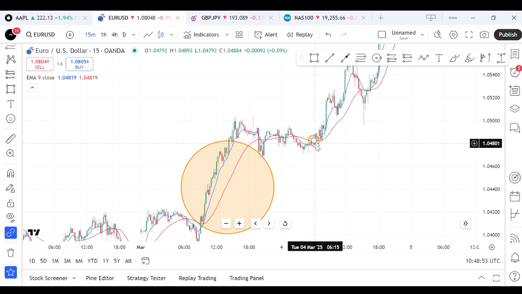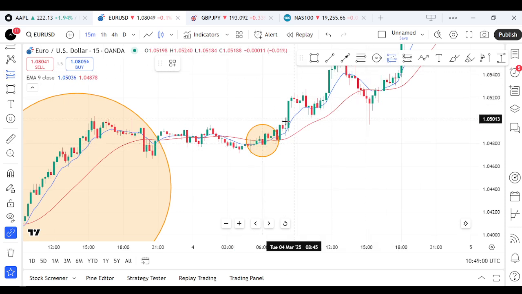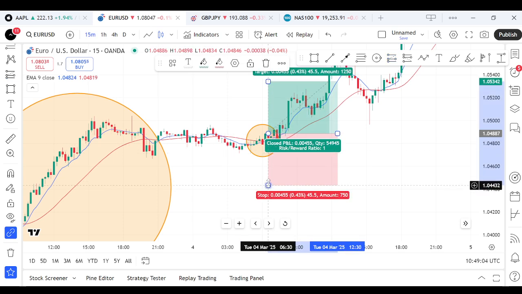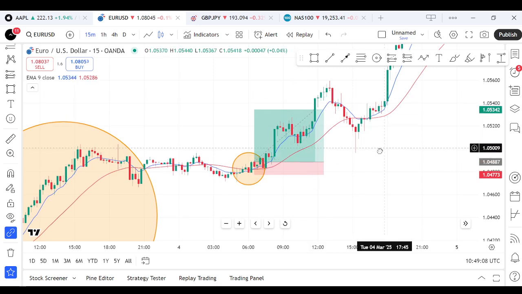So we had one final bullish crossover happening here. At the same time, we have a bullish engulfing candlestick pattern there also. So our buy trades would be at this next candle's open, stop loss below that bullish engulfing, riding it all the way to the top.